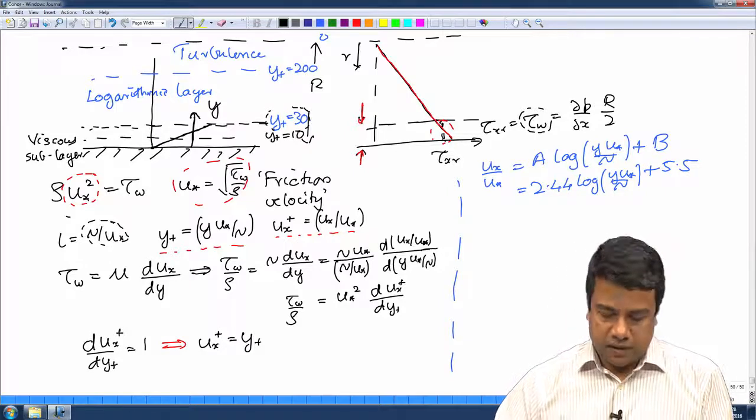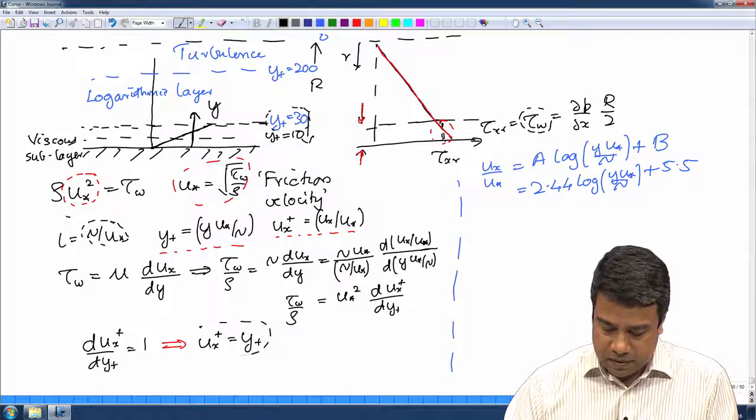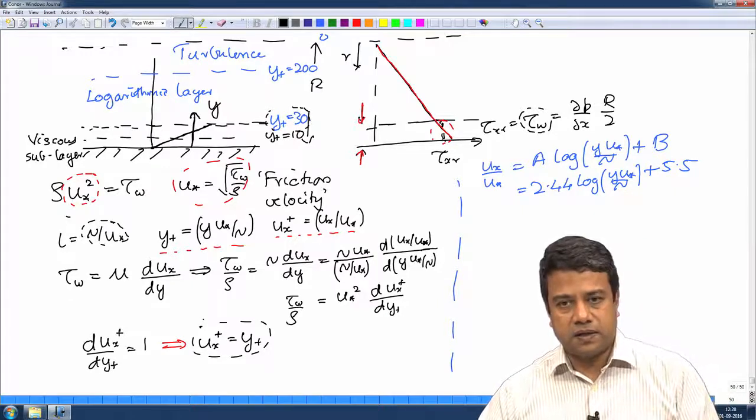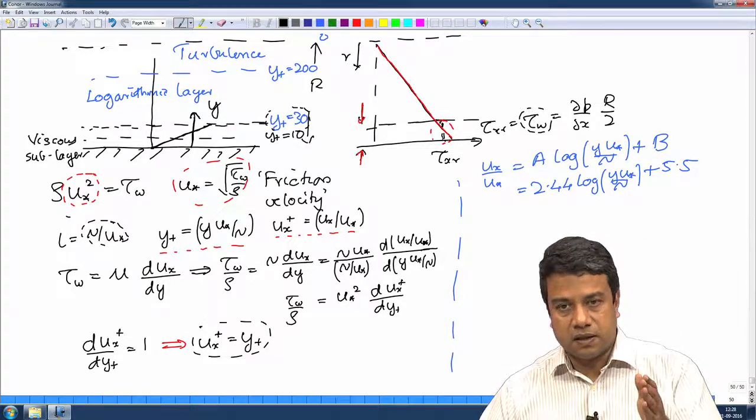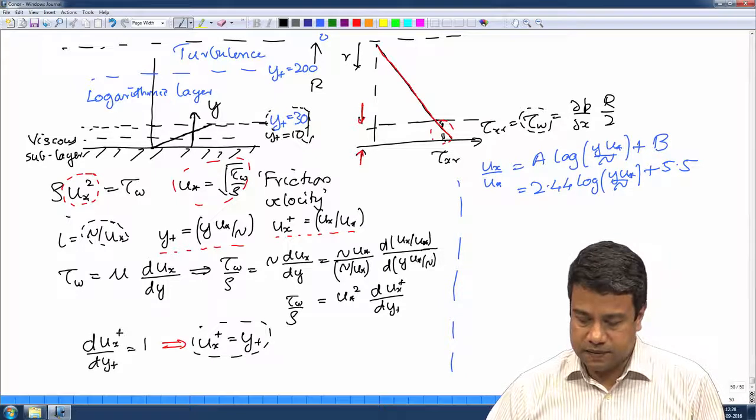Within this viscous sublayer, this linear law applies. The only thing is that I have to define the velocity in terms of the friction velocity rather than the mean flow velocity.